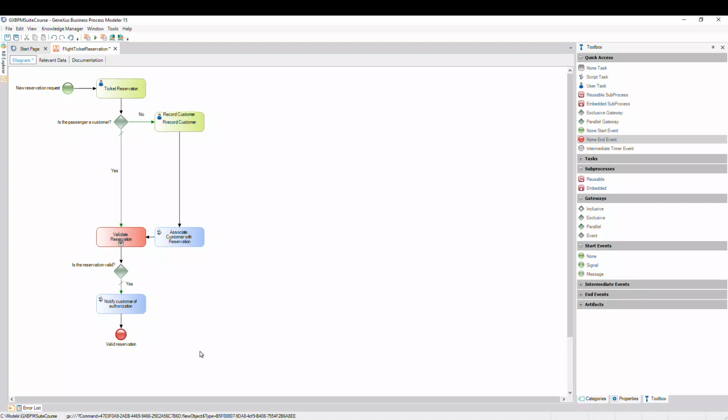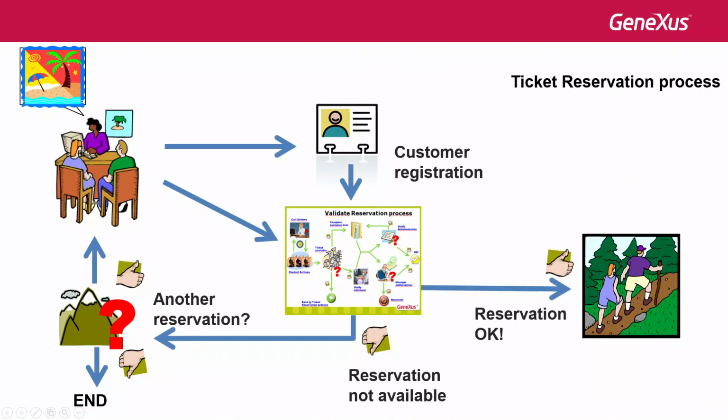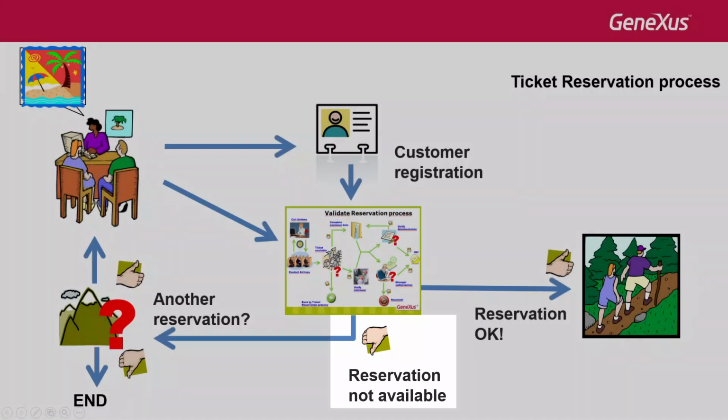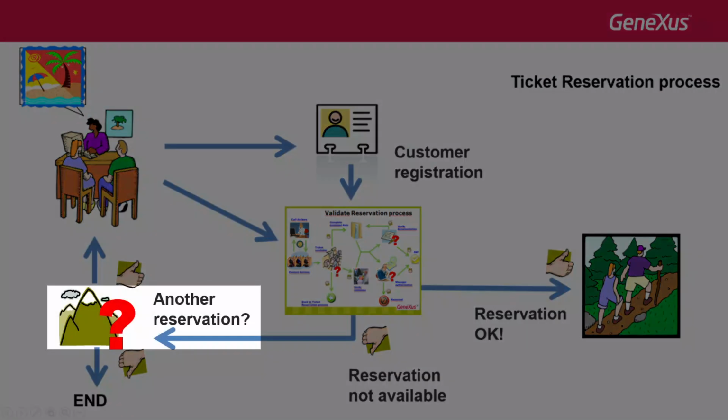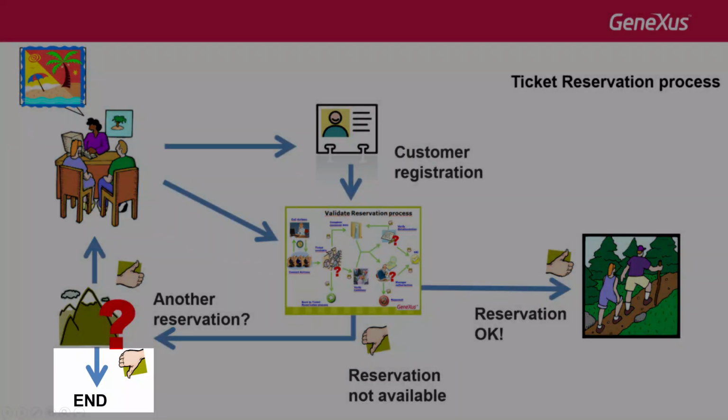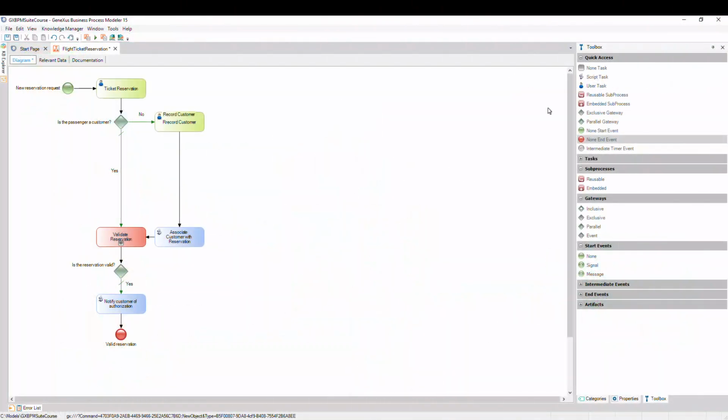If it isn't valid, we should send a personalized notification about the rejection to the customer and ask him if he wants to make another reservation. If so, the ticket reservation process must start again. Otherwise, the process must end. To model this, we start by adding a task of user type to notify the customer about the rejection. We name it Notify About Rejection and check Follow-up, and connect it from the right side of the gateway that evaluates if the reservation is valid. To this connector, we add the description No.